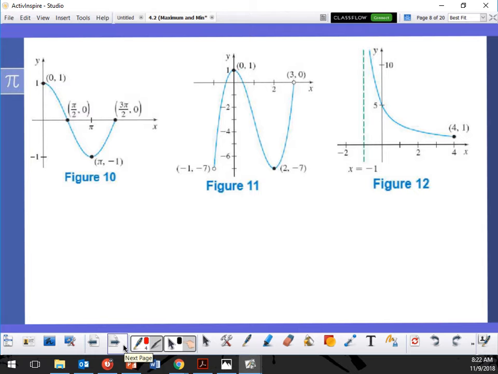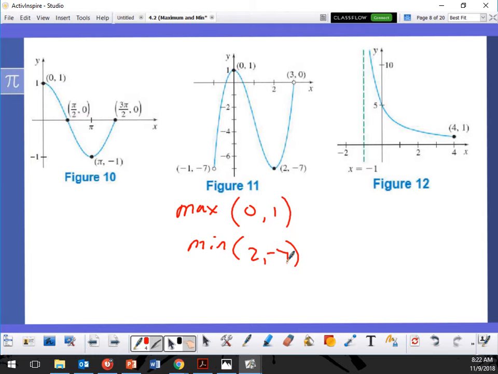What is the highest point here? What's the max? 0, 1. What's the min? 2, -7. Why is it not -1, -7? Because it's not included. It's not equal, is it? That's an open dot.